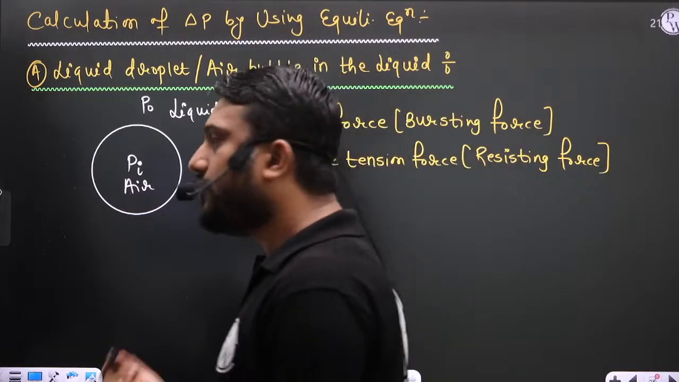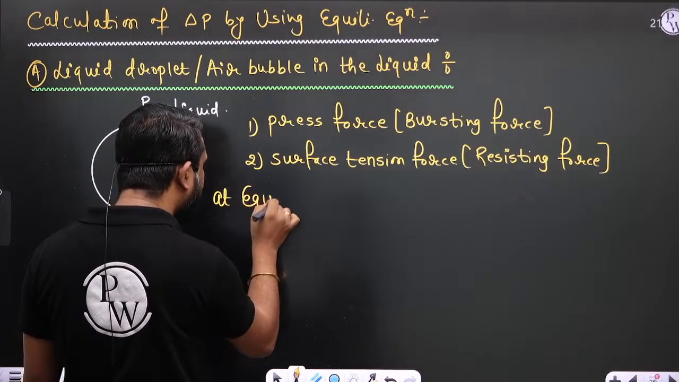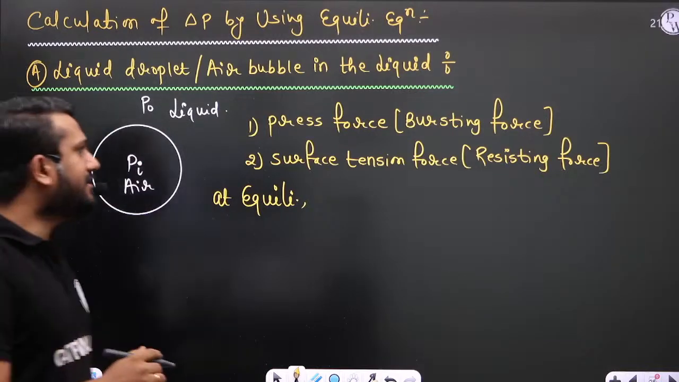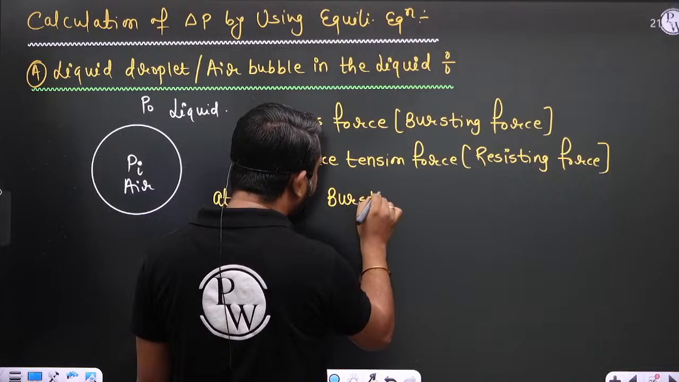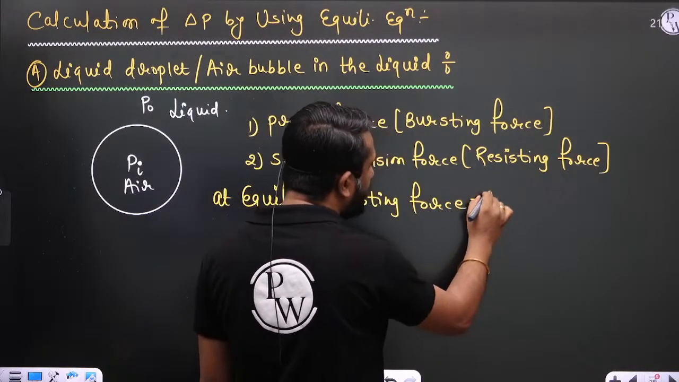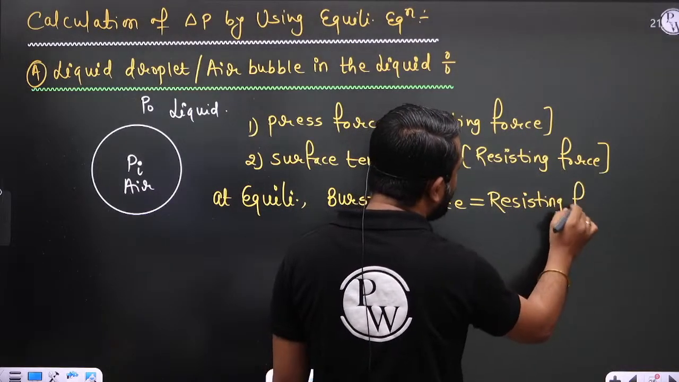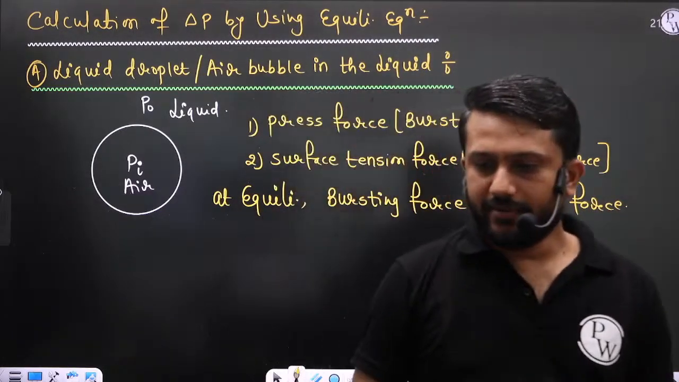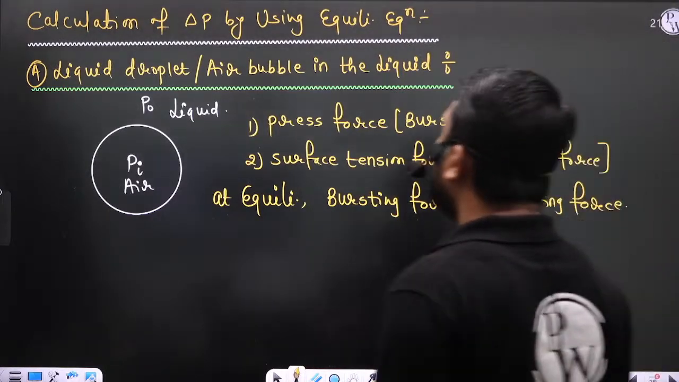Right? So at equilibrium, what happened? At equilibrium, your bursting force is equal to the resisting force. Tell me yes or no. Beta, tell me yes or no. At the equilibrium, that bursting force is equal to resisting force. Now, I want to see the bursting force and the resisting force.